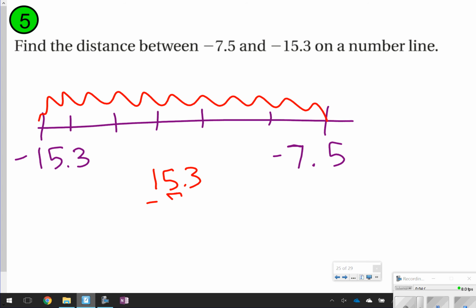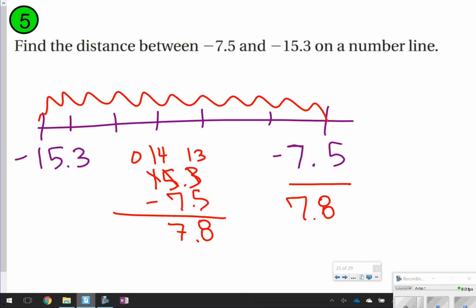15.3 minus 7.5. Can't subtract here, so I'm going to borrow. 5 becomes a 4, 3 becomes 13, 13 minus 5 is 8. I can't do 4 minus 7, borrow, make that a 14, 14 minus 7 is 7. So the distance between these two numbers on the number line is 7.8. Okay, so remember, if they're the same signs, like they're both negatives or both positives, and you're trying to find the distance, you're going to subtract. If they're different signs, you would add them.